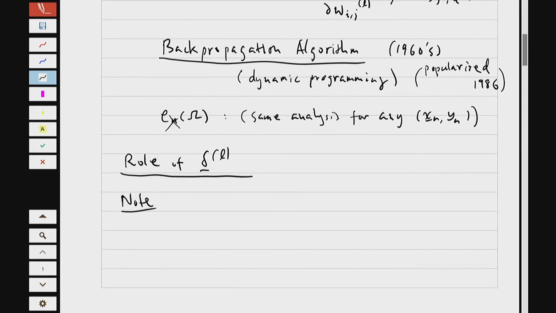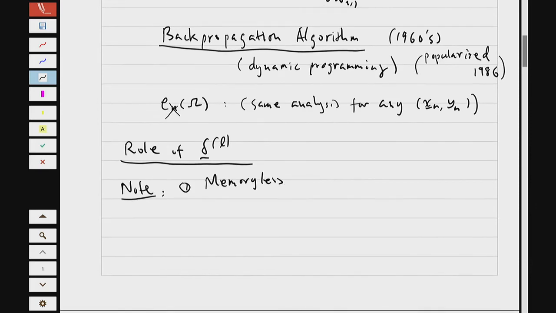Before we know what this delta is, let's note two things. First of all, this error E of omega has a so-called memoryless property. What do we mean by that? Well, first of all, just write out the omega: W1, W2, up to WL. These are all of the parameters that we need to decide.